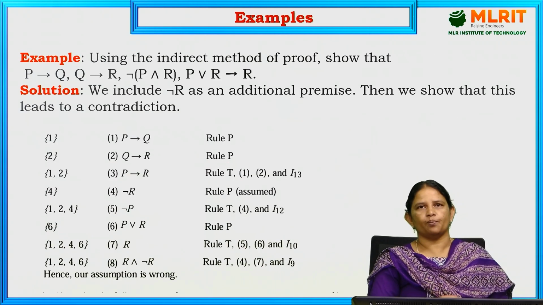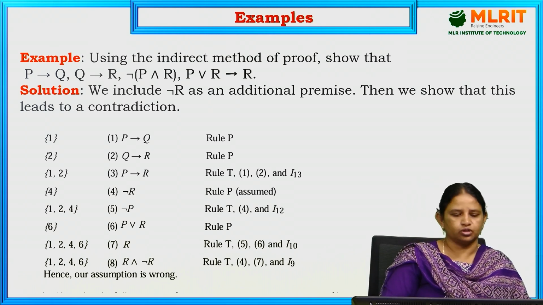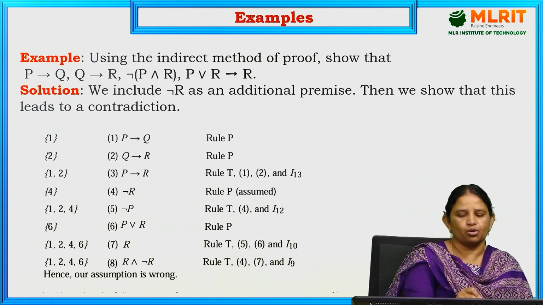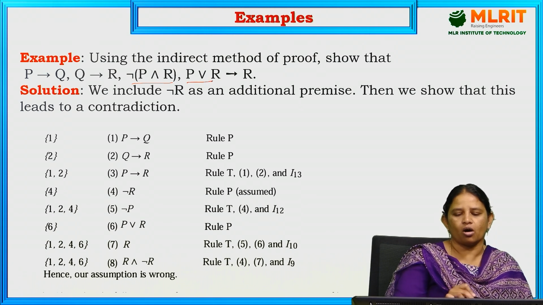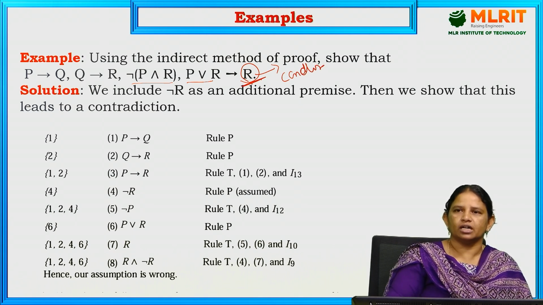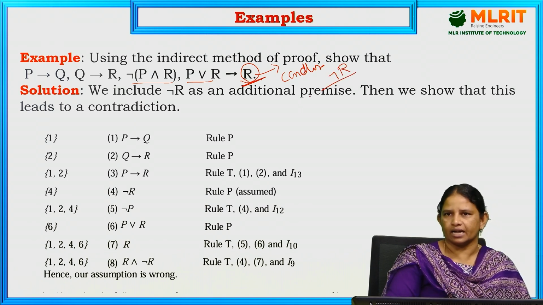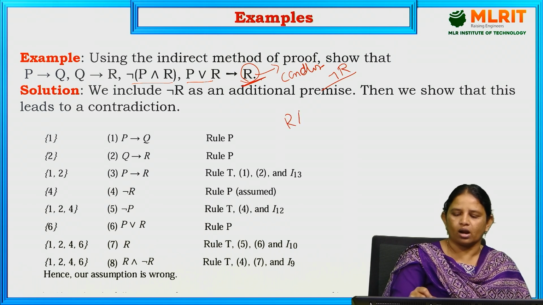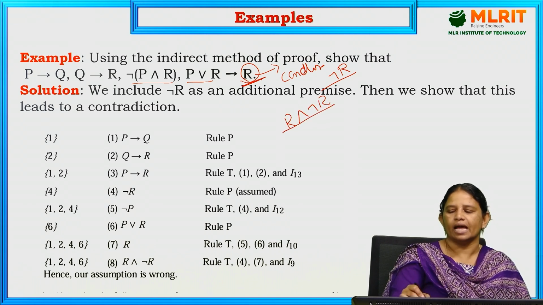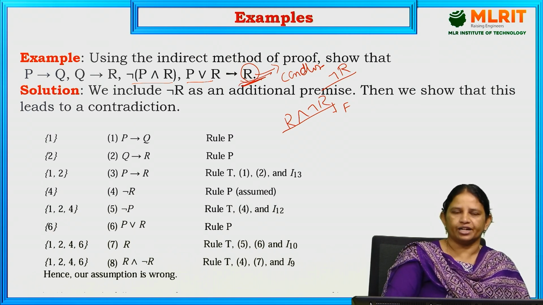Consider one more example. Using the indirect method of proof, show that P tends to Q, Q tends to R, negation P or R, derives R. R is nothing but the conclusion. So this conclusion does not hold. That means negation R can be taken as an additional premise, and the conclusion R and negation R is false. We have to show that it is wrong. Whatever conclusion has been given can be taken as an additional premise.